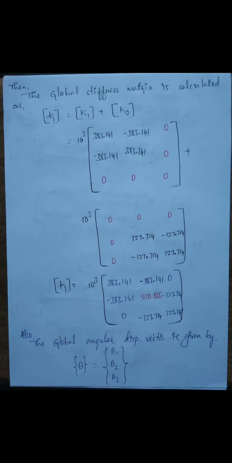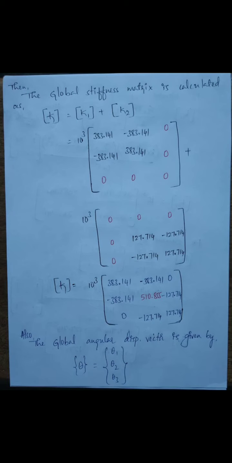Students, after calculating the individual element stiffness matrices, the global stiffness matrix is obtained by using the expression capital K equals small k1 plus small k2. As per the FER of this problem, the total order of individual element stiffness matrices k1 and k2 and subsequently the global stiffness matrix capital K is 3 cross 3.